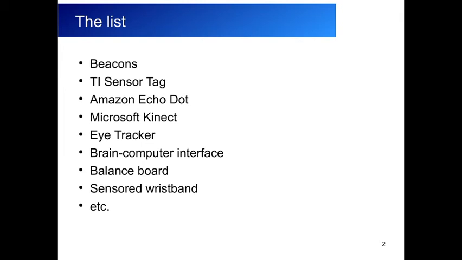One very simple eye tracking device that we have in the lab can be used for very simple but useful applications. And brain computer interface, balance board, sensor wristband. In particular, it's the Mi Band because it was reverse engineered some years ago, and so it's easy to use at a very technical level.